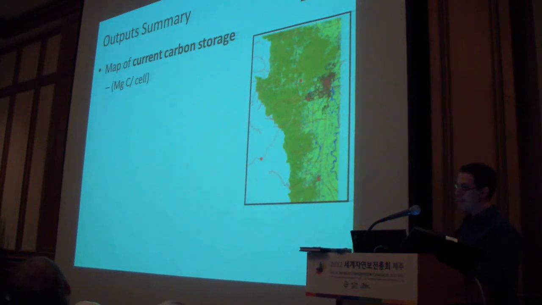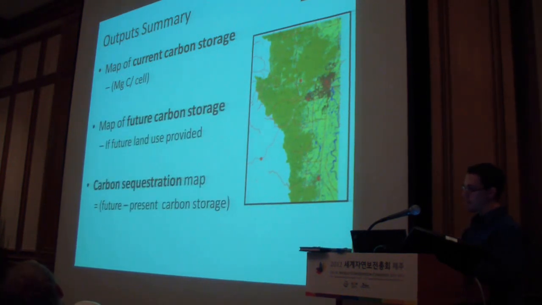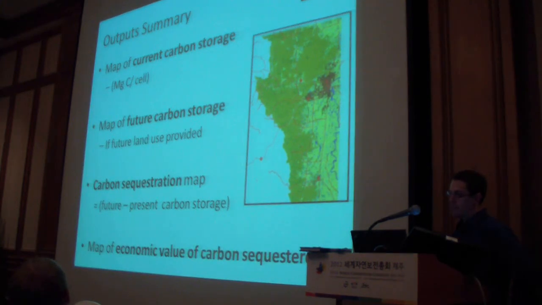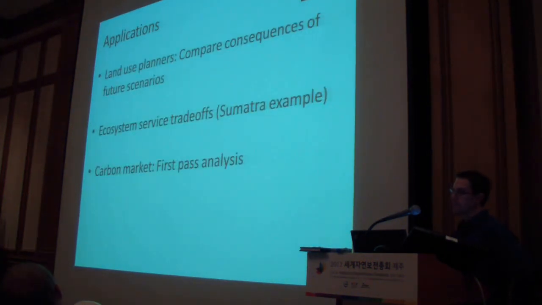Again, it's maps of current carbon storage, maps of future carbon storage, sequestration, which is just future minus present storage, and then the map of economic value of the sequester, which I just showed you. We talked about some applications. The Sumatra example you just went through would be a great example for ecosystem service trade-offs. Our first pass analysis for carbon market.